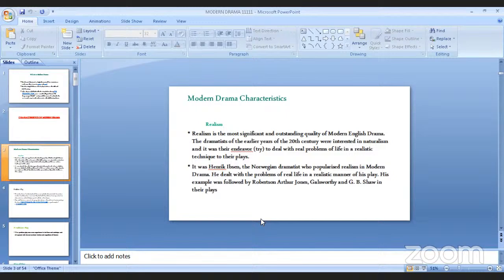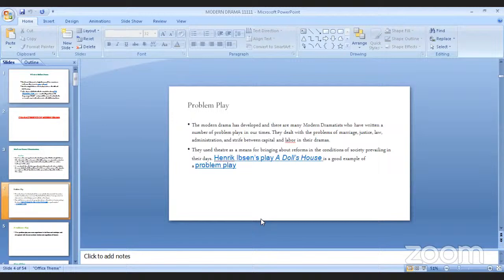The problem play developed, and there are many modern dramatists who have written a number of problem plays in our times. They dealt with the problems of marriage, justice, law, administration, and strife between capital and labor in their dramas. They used theater as a means for bringing about reforms in the conditions of society prevailing in their days. Henrik Ibsen's play, A Doll's House, is a good example of a problem play.